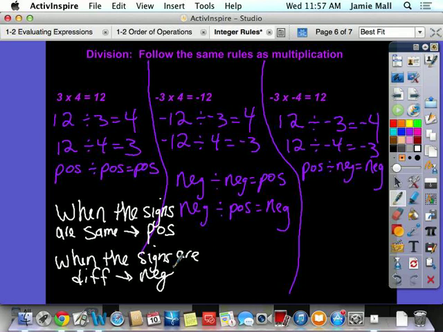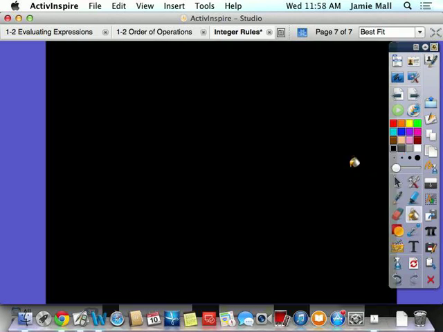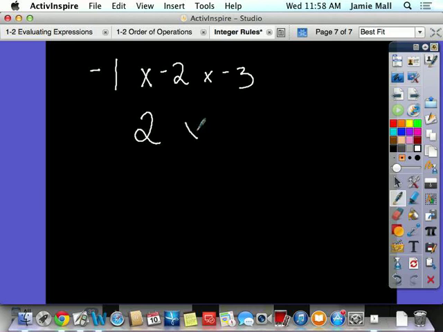And there's one exception to that rule, and here's what that is. The exception to the rule is a situation like this. What happens when I multiply something like negative 1 times negative 2 times negative 3? Now I'm thinking back to what I know about my order of operations, and if I work the problem from left to right, I know that negative 1 times negative 2 actually equals positive 2.